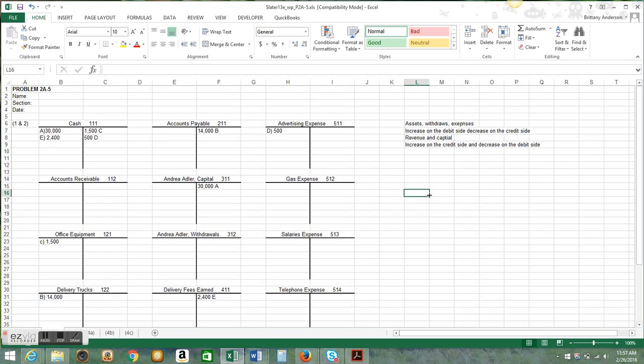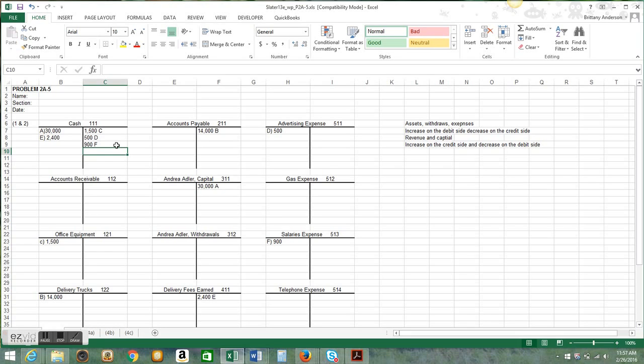We paid $900 in salaries. Again, I wrote a check. I'm paying my employees. I'm incurring an expense. So for letter F, I'm going to increase my salaries expense by $900, and I'm reducing my cash by $900. We put the letters too so that we can follow our transactions through, or you can use the date. Typically it's either or. Okay?